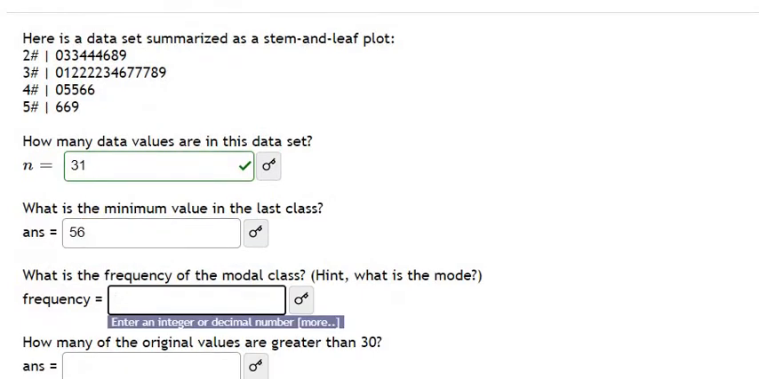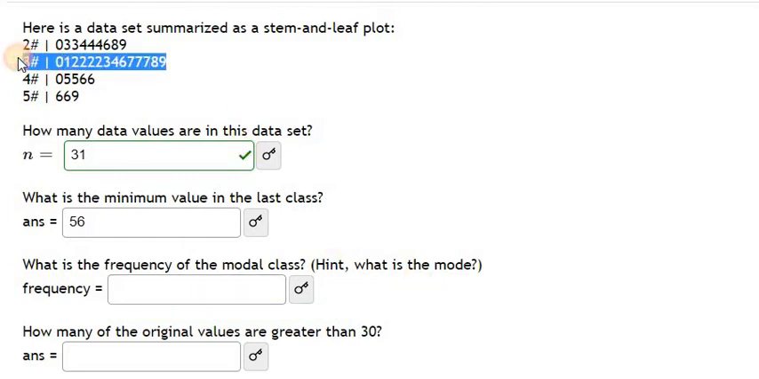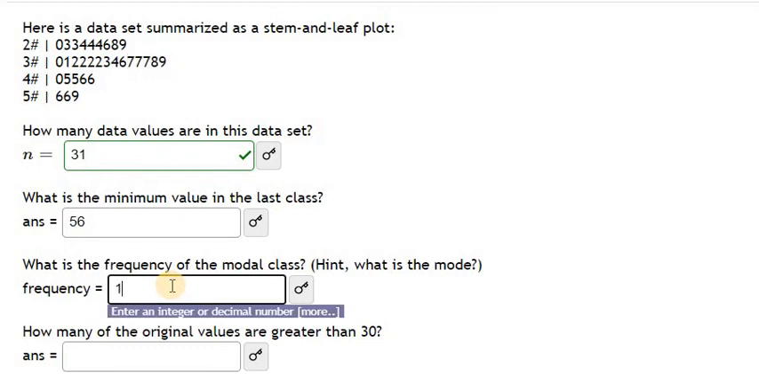Next, we want to find the frequency of the modal class. The modal class is basically the group with the highest frequency. That means it is the group that contains the most of the data values. And I can see that this is the stem 3. This is the group that has the most values. So I'm going to count how many values are in this class, and that will represent the frequency. In other words, I'm going to count the leaves in the stem 3. So 1, 2, 3, 4, 5, and the answer was 14.